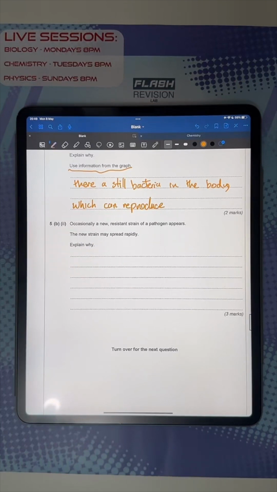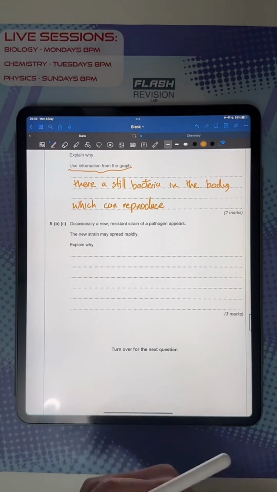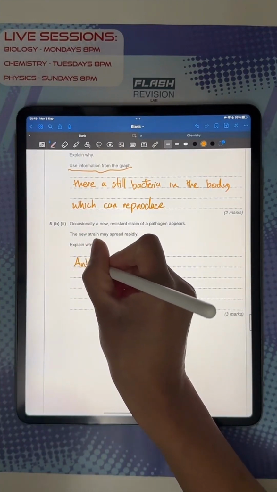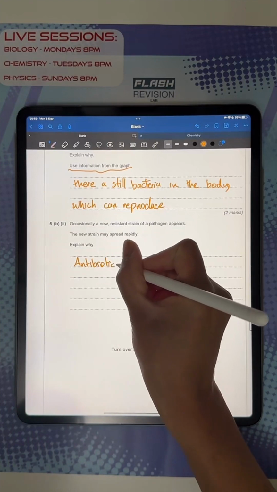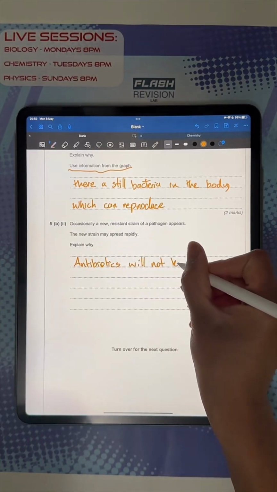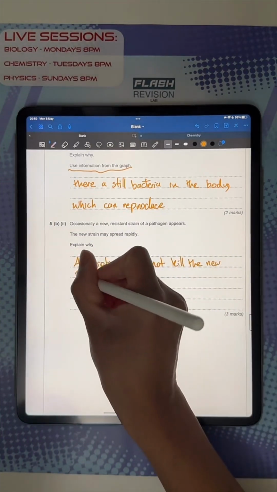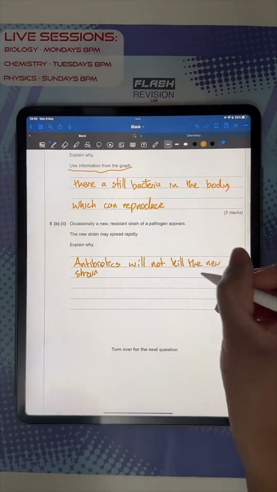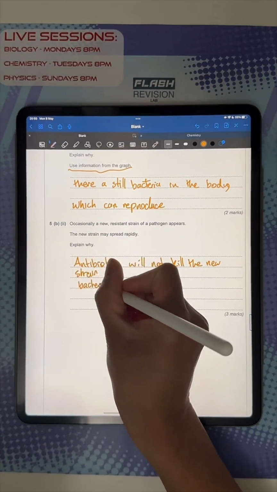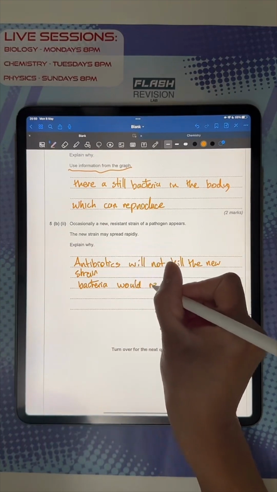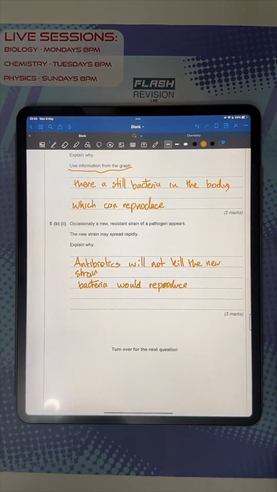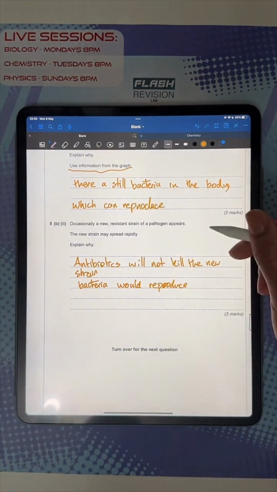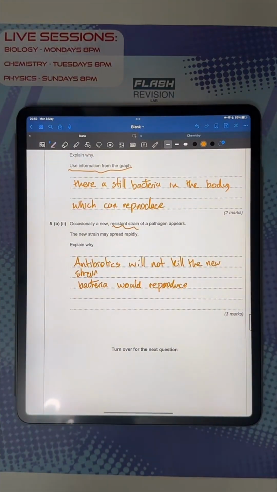It's not the body that produces antibiotics. The body produces antibodies. Antibiotics are drugs that we take to kill bacteria. So the antibiotics would not kill the new strain. And what will happen is the bacteria will reproduce, and then you're going to get a population of resistant pathogens. So all of these which are resistant are just going to increase, and antibiotics are going to be completely ineffective against them.